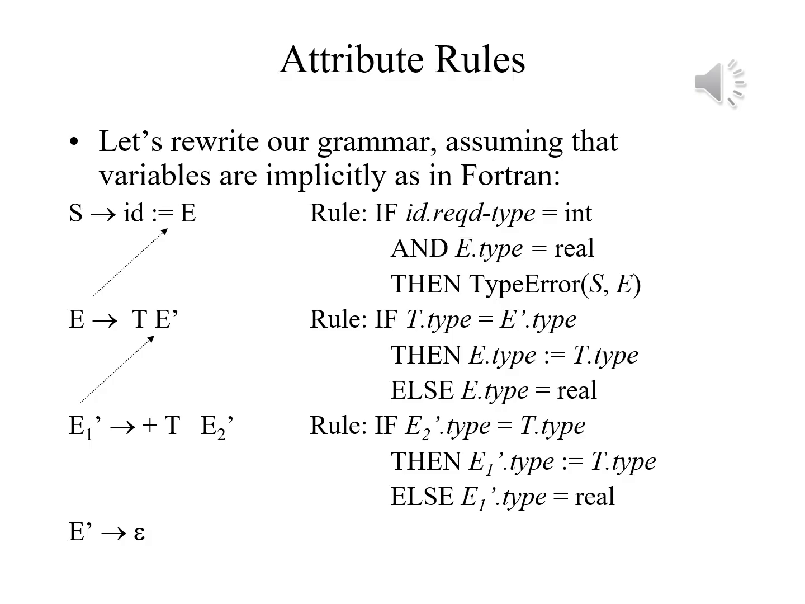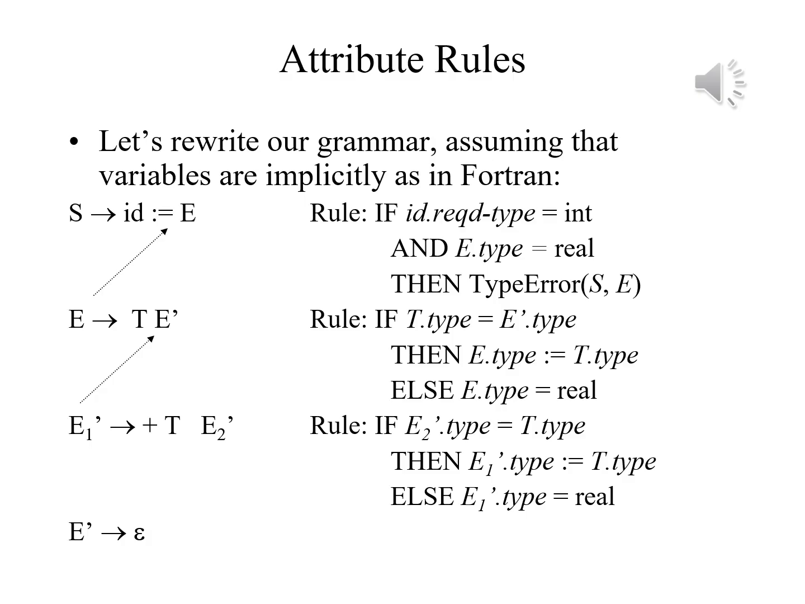We next see E derives T E prime. Associated with this is the rule that if the type of T is the same as the type of E prime, then the type of E will be the same as T. Otherwise, the type of E will be specifically real.